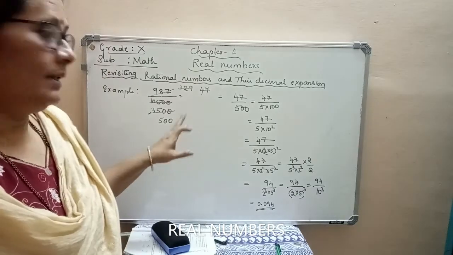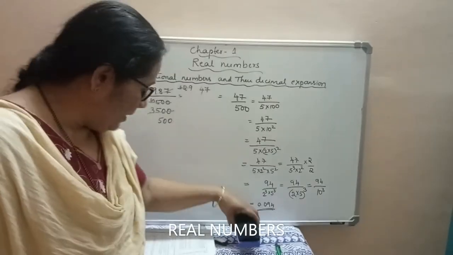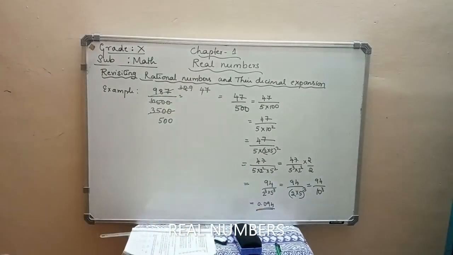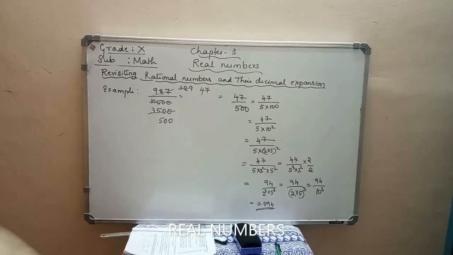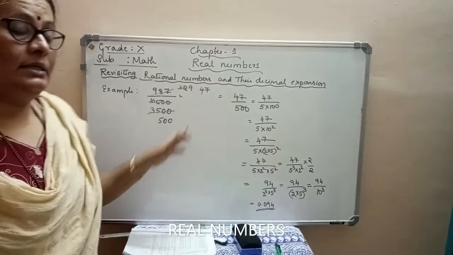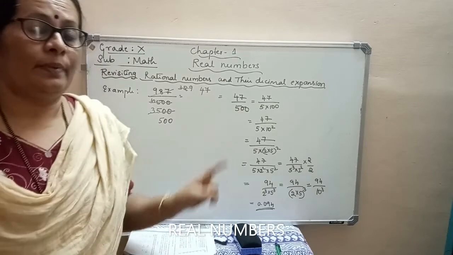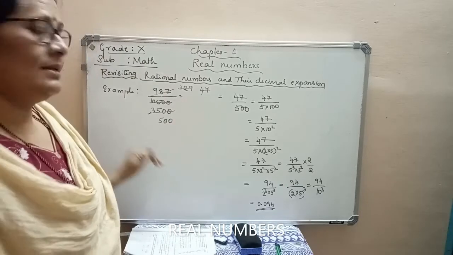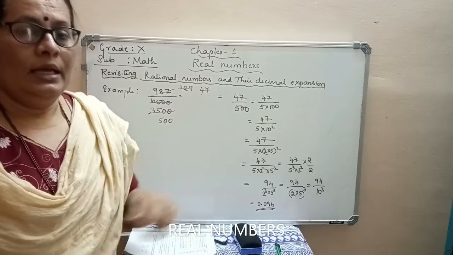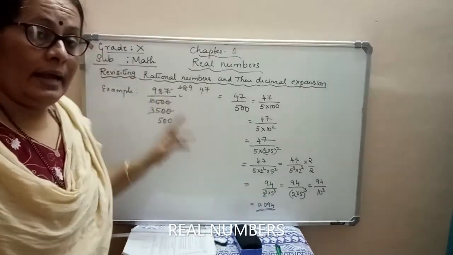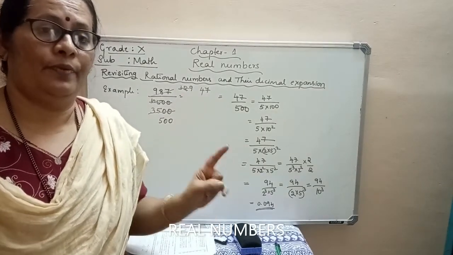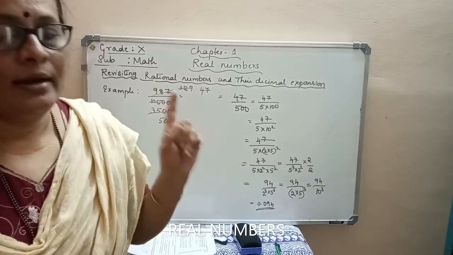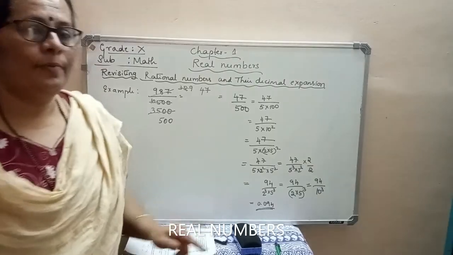So like this, without division, you can express the given rational number in decimal form. The theorems are 1.6 and 1.7. Theorem 1.6 says that if x equals p by q is a rational number and q, the denominator, can be written in the form of 2 to the power n into 5 to the power m, then only we can say that it is terminating. If q is not able to be written in that form, then it is a non-terminating recurring decimal expansion. I hope you understood this sum.